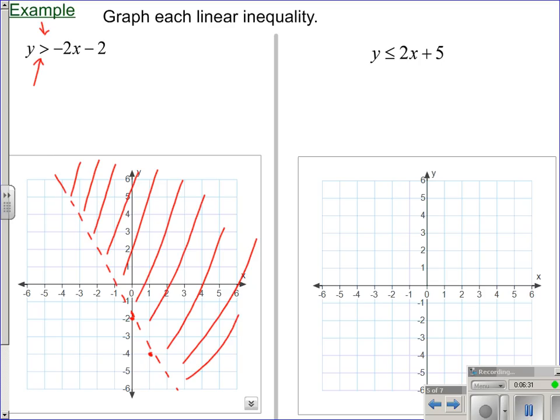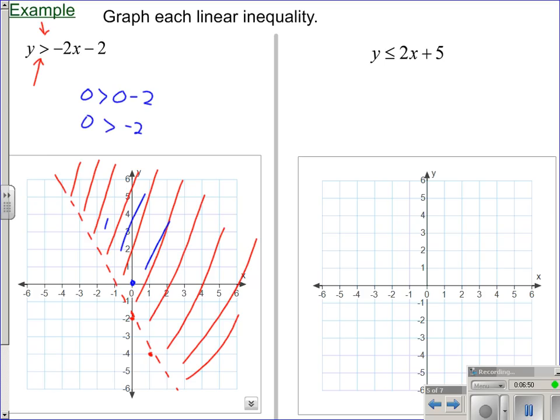And again, if we test that point, 0, 0, plugging in 0 for x and for y, 0 is greater than -2. So 0, 0 is above the line. We tested it. It made it true. That's why we shaded above. Okay. And we'll do the one on the right real quick.